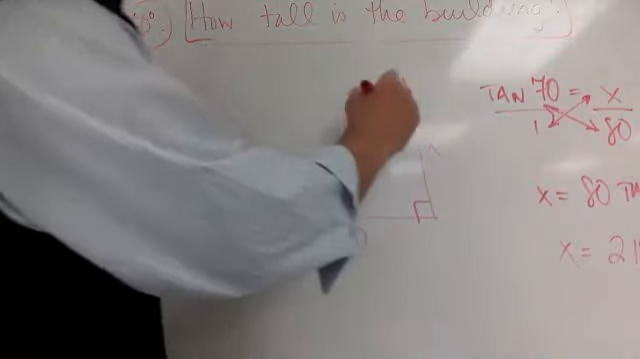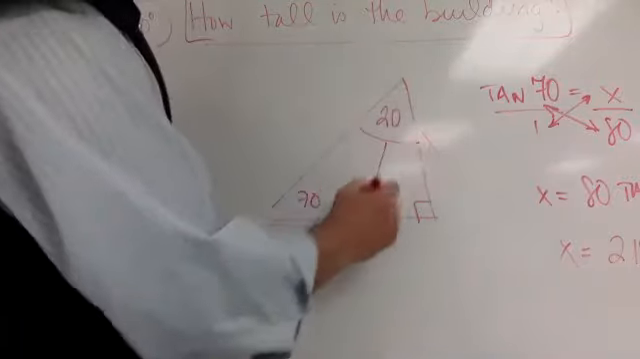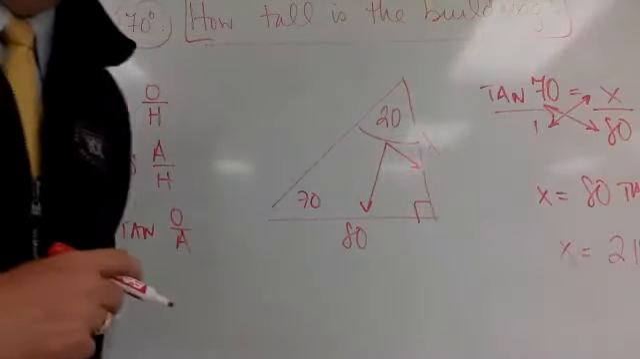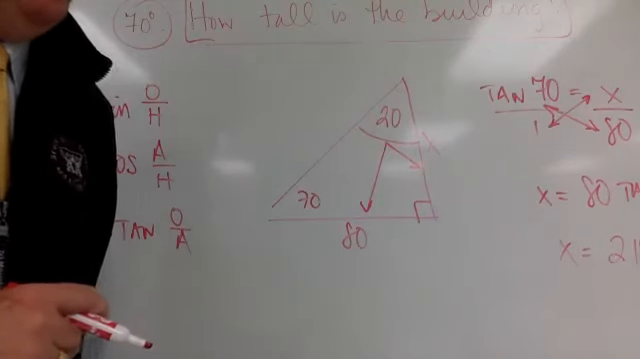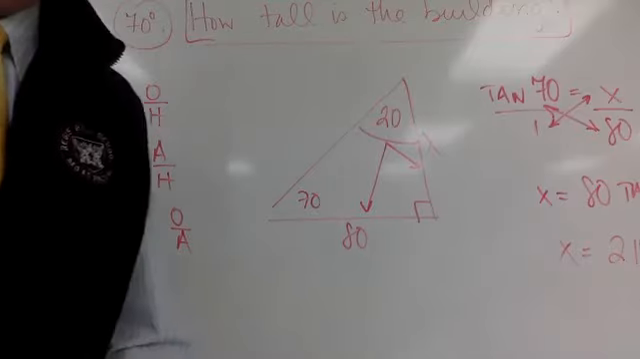20. Opposite over adjacent. You could have used the tangent of 20 if you wanted. Does that make sense? That makes sense. Here we go.